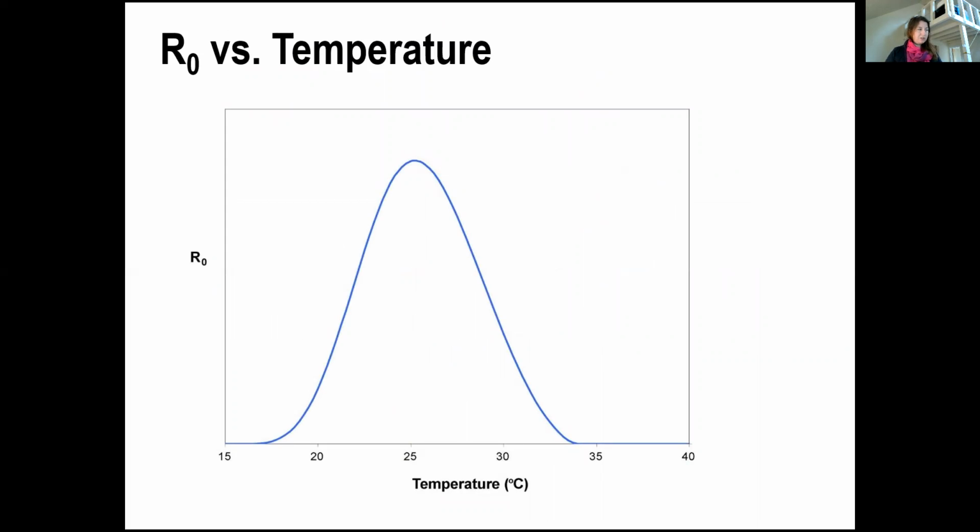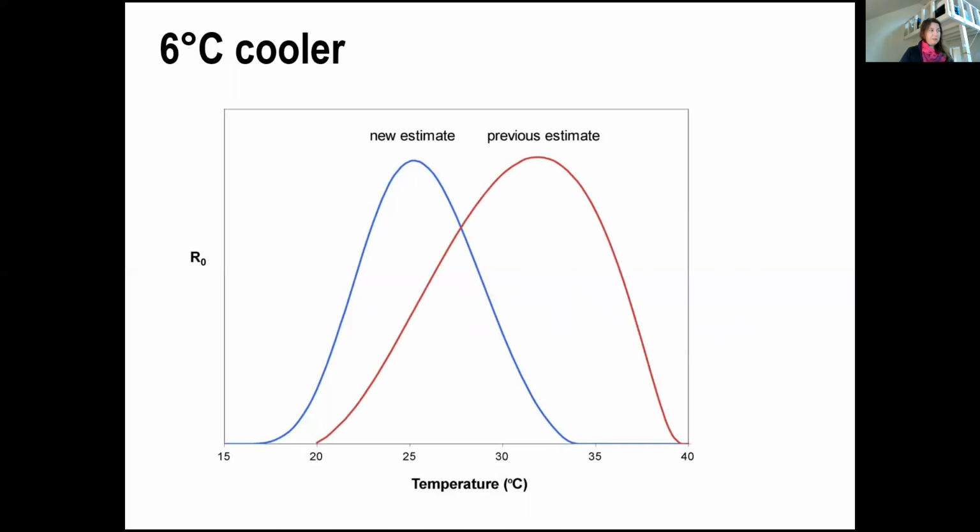And so this is a function of transmission versus temperature. In every study I'm going to show you, we've scaled this to 1, so it's a function of the optimal temperature rather than a classic R naught telling you how many more cases are going to be generated by a single case. And what we found is that this new estimate that we had for malaria suitability of transmission temperature was about 6 degrees cooler than the previous estimate.